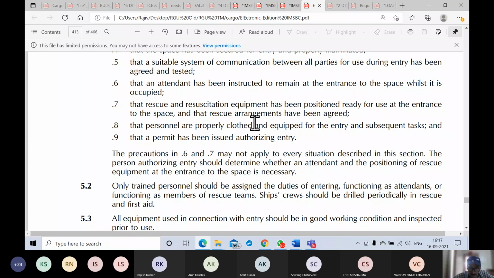Rescue arrangements agreed and ready for deployment, which includes, I think you have a drill also, a mandatory drill every 6 months. What is the duration of the drill? Sir, which drill, sir? Enclosed space. Every 2 months, sir. Every 2 months. Every 2 months.